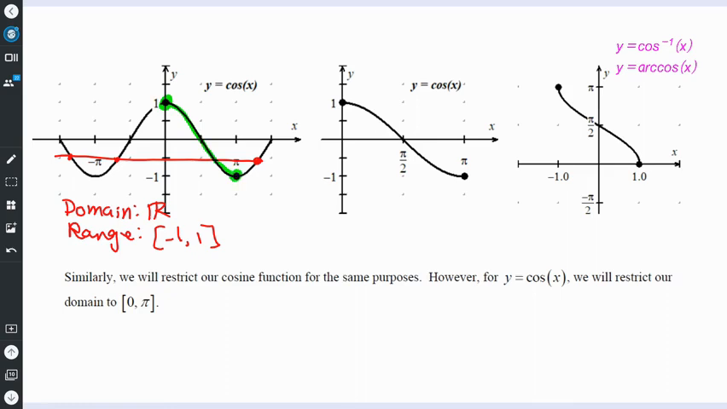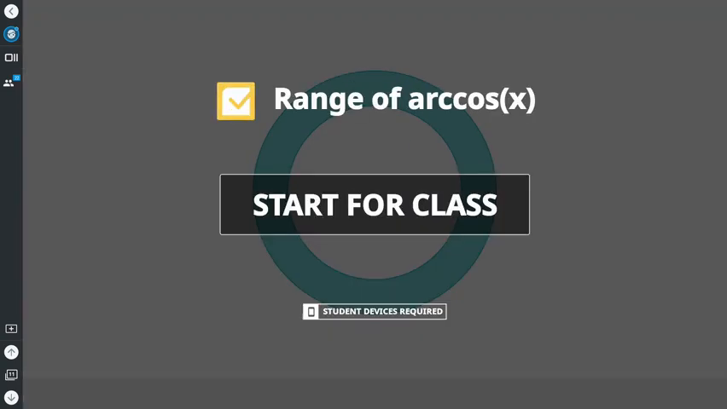Does this restricted domain now pass the horizontal line test? Yeah, so since it passes a horizontal line test, we're going to reflect it over the line y equals x, and this is how we get our inverse of cosine, okay? Or we just switch the x and y coordinate points. All right, so once again, we restrict the domain in order to get an inverse function. So now you tell me, what is the domain and the range for the inverse of cosine and just cosine?